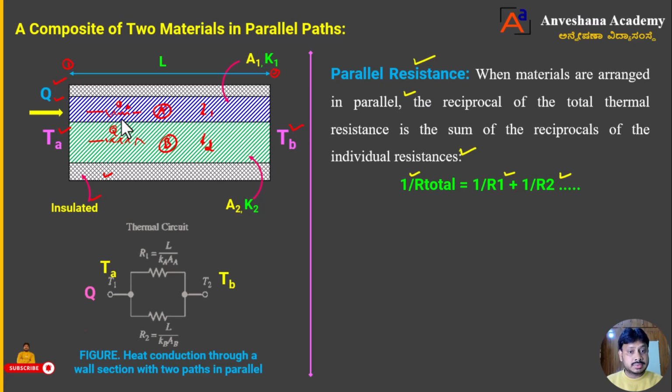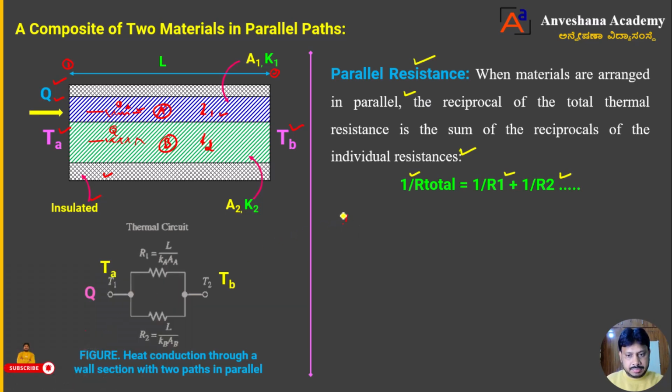The resistances you can see here, dear students, are parallel to each other. If I want to calculate the total resistance in this particular case, the reciprocal of the total resistance is equal to the sum of the reciprocals of the individual resistances. Here there are two resistances.